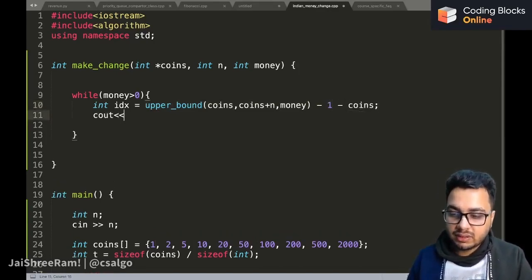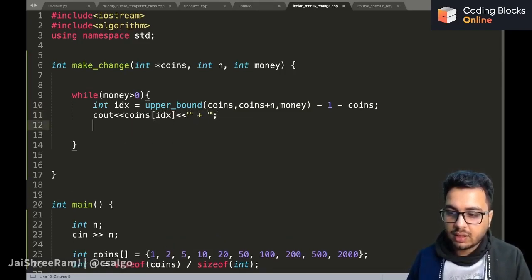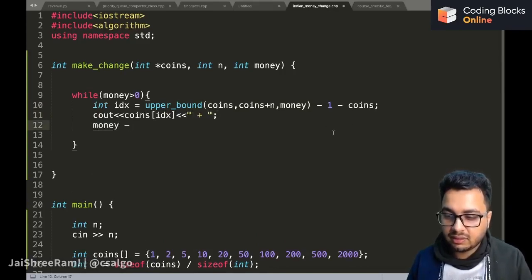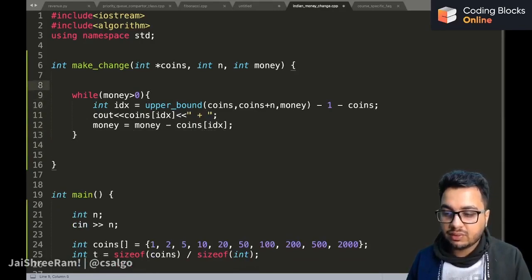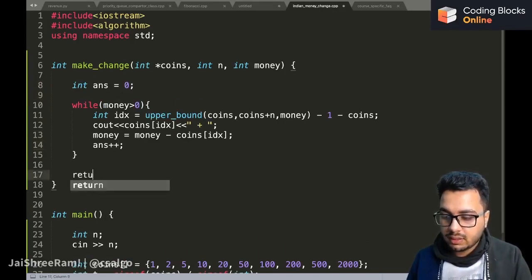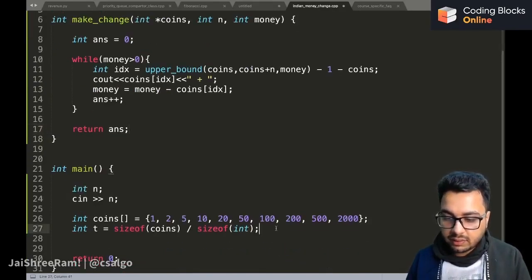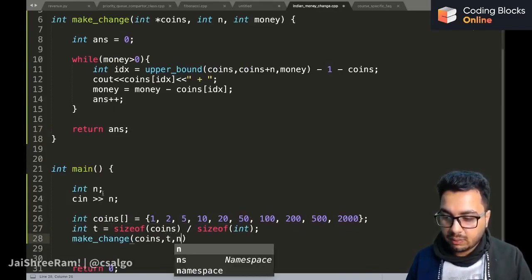Maybe you can just do cout coins of index, followed by a plus, and then reduce money by this amount: money equal to money minus coins of index. Finally, the number of times this loop runs is my answer, because we want to count the number of coins. Return answer. We can call this function makeChange, and here I can give coins, n as the number of coins, and money.